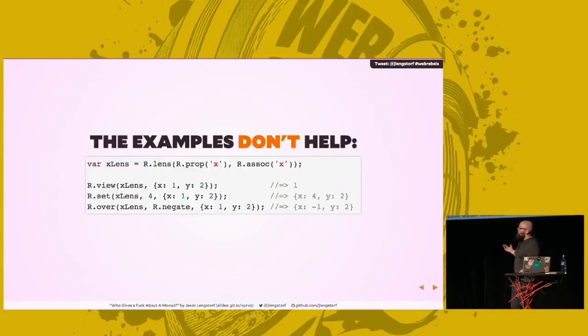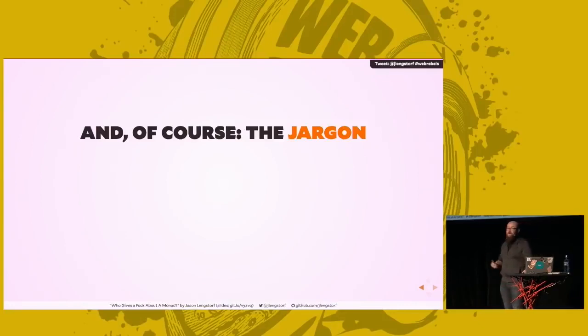And the examples, rather than showing you how it works, introduce, I think, 6 additional functions that you need to look up before you can understand how lens works. So it's really, really opaque. And it gets worse, because the jargon in functional programming is horrendous.